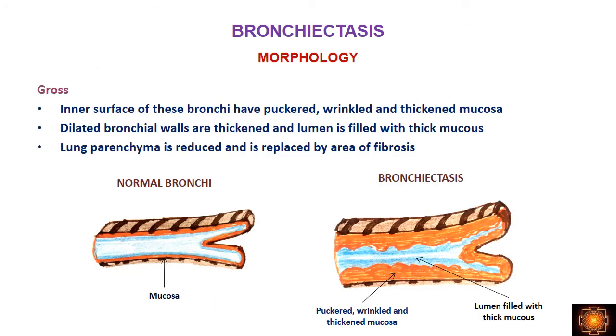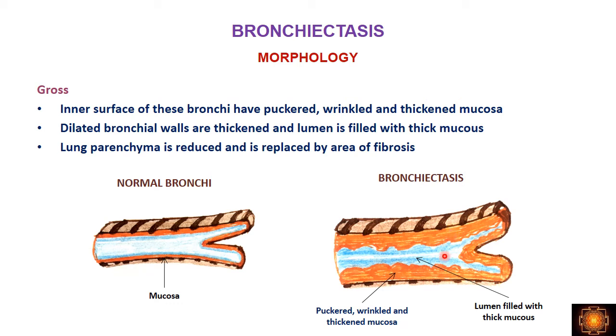Now when we see the cut section of the dilated bronchi, the first thing is that the bronchi are dilated. Then when we see this mucous layer, it has a wrinkled surface. It has a wrinkled and thickened mucosa, and it will be edematous. So it appears thickened because it is edematous, infiltrated with inflammatory cells.